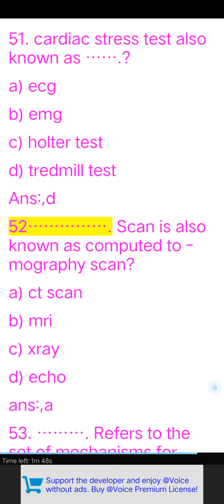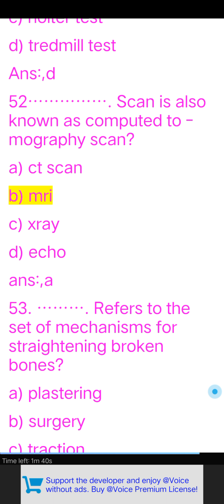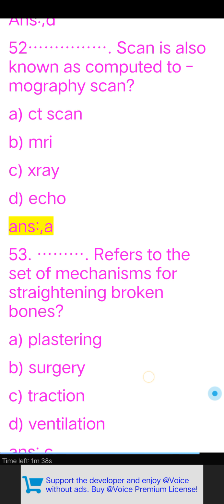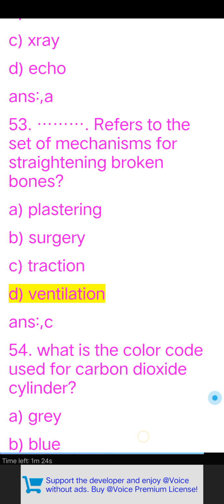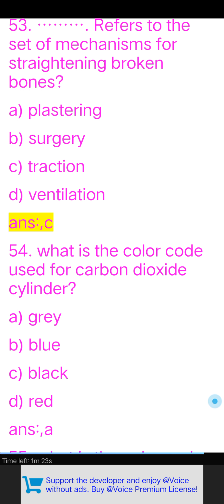Answer: D. 52. Dash scan is also known as computed tomography scan. A. Quartz scan. B. MRI. C. X-ray. D. Echo. Answer: A. 53. Dash refers to the set of mechanisms for straightening broken bones. A. Plastering. B. Surgery. C. Traction. D. Ventilation.